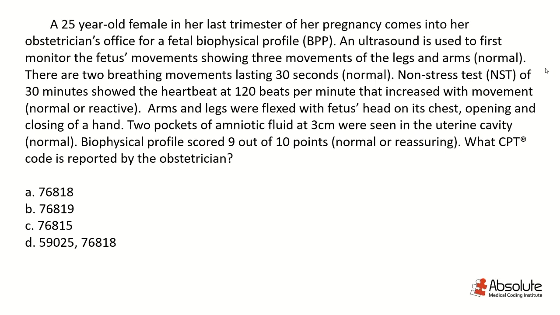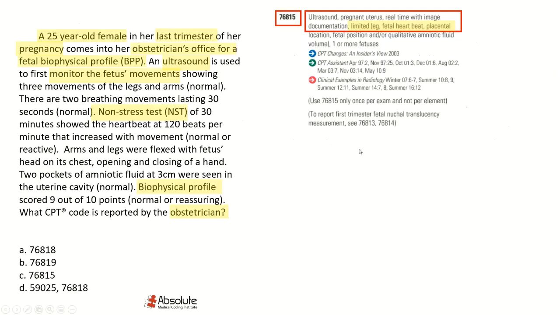Let's take a look at 76818, 76815. I'm sorry. This is for simply an ultrasound of the pregnant uterus. It is for a limited examination. That's not quite enough of what we need, okay? And that we had more going on. She's got a non-stress test. She's got several things going on.